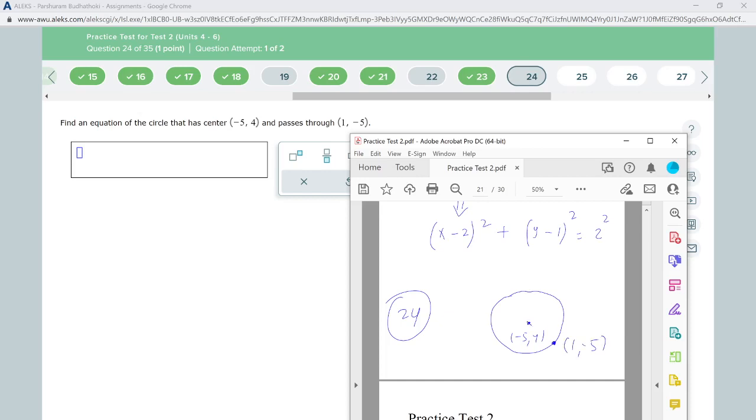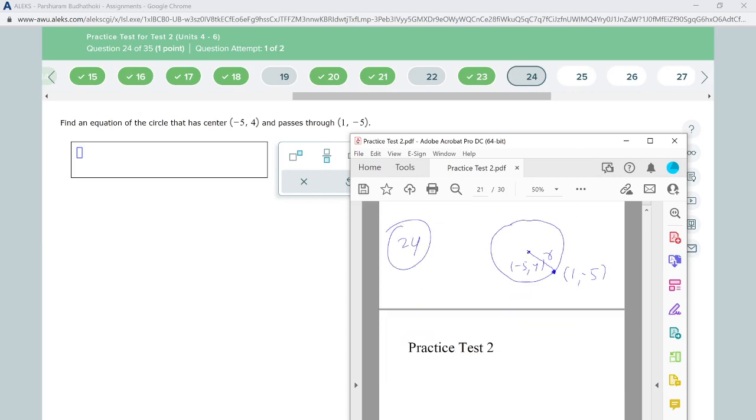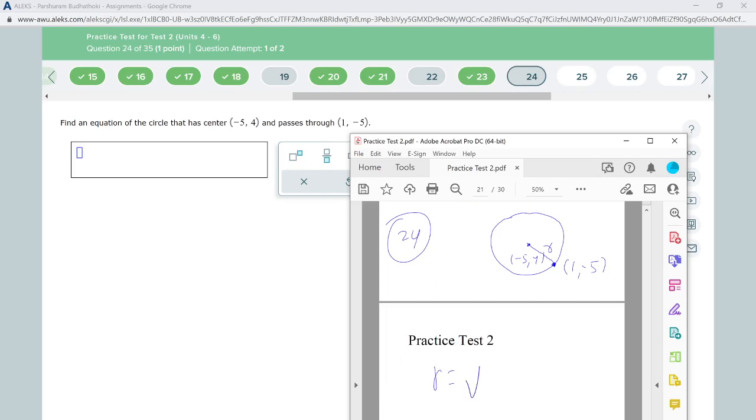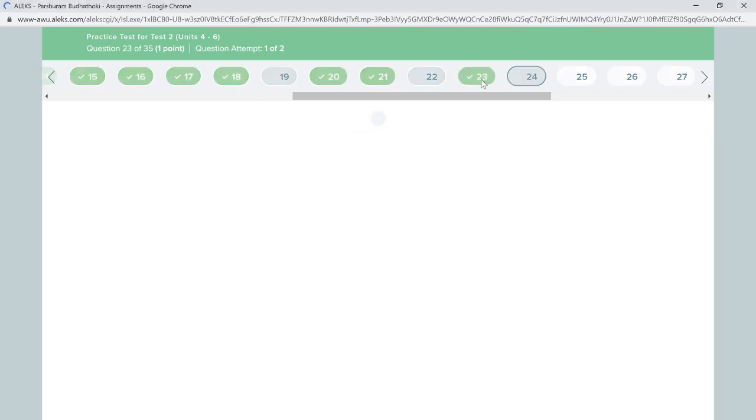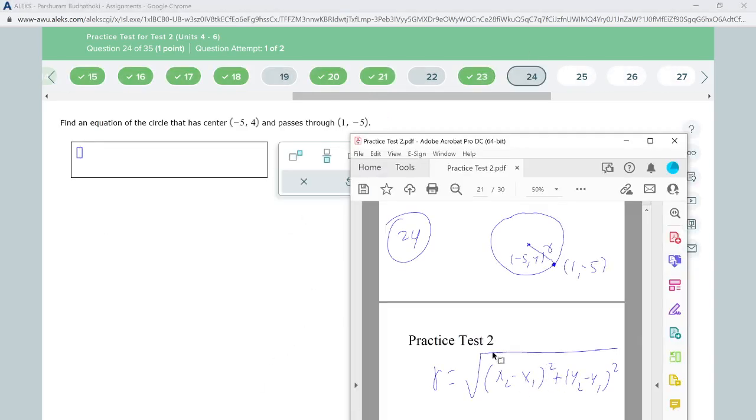Now the distance between these 2 points gives you the radius, and that distance can be found by using the distance formula. R equals the square root of x2 minus x1 whole square plus y2 minus y1 whole square. That's the distance formula we just covered in one of the previous problems. Just use that formula, find out the radius, and now you have radius and center. Do exactly the way I did in problem 23, and then you can answer this question. The only one step you have to find is the radius by using this distance formula.